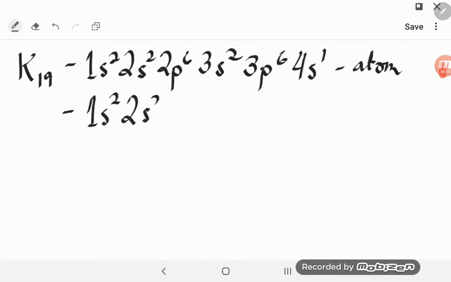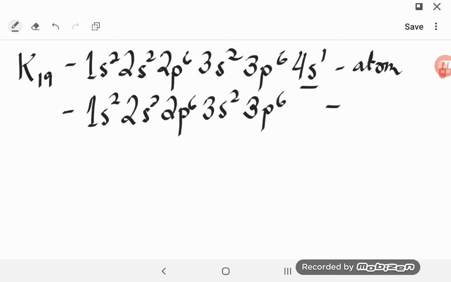1s2, 2s2, 2p6, 3s2, 3p6. The 4s1 will be removed from its electronic configuration because potassium tends to give one electron to another atom for it to be stable. So this is now the ionic form of potassium when you write its electronic configuration.